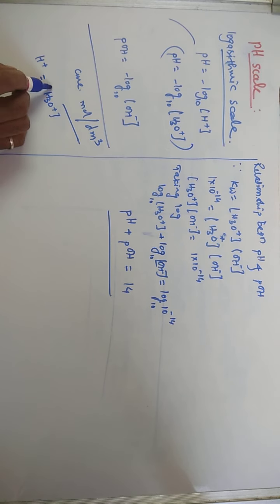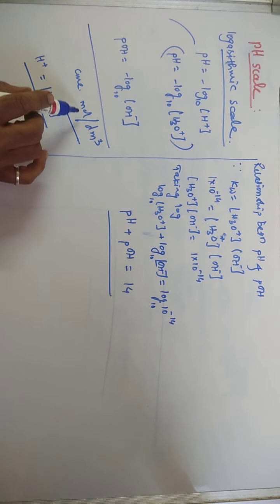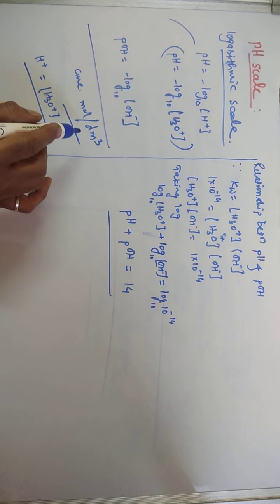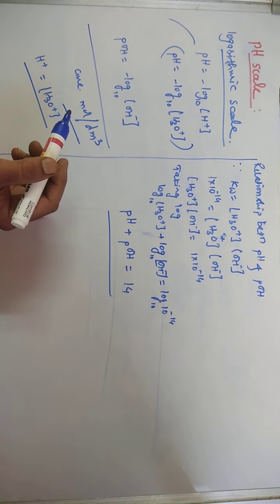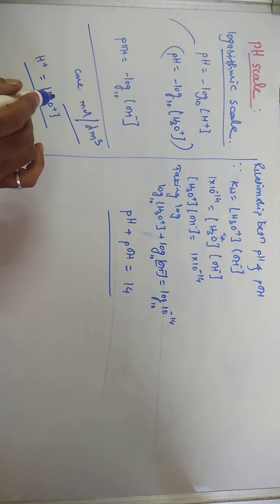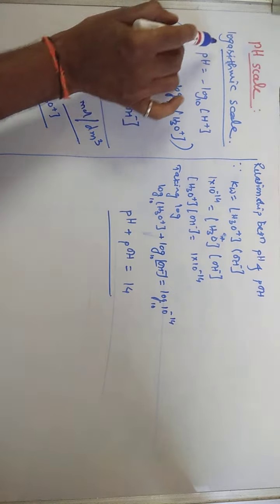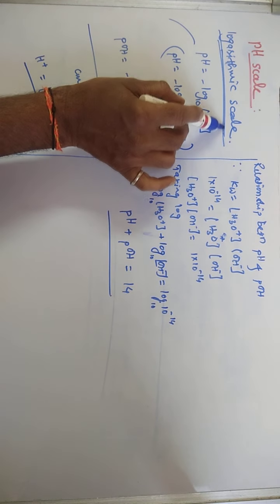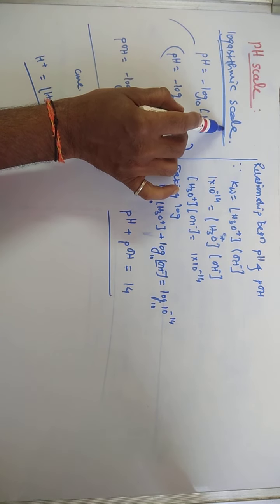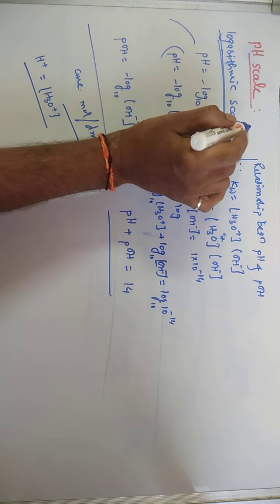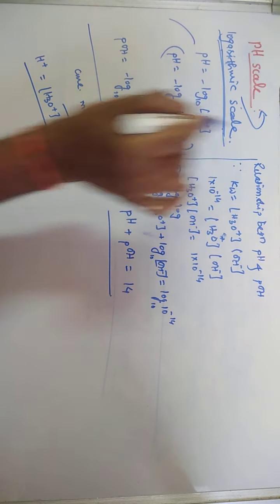Now, instead of expressing the concentration of the H+ ion or H3O+ ion in moles per dm cube, it is convenient to express the concentration on a logarithmic scale, and this logarithmic scale is the pH scale. This is called the pH scale.